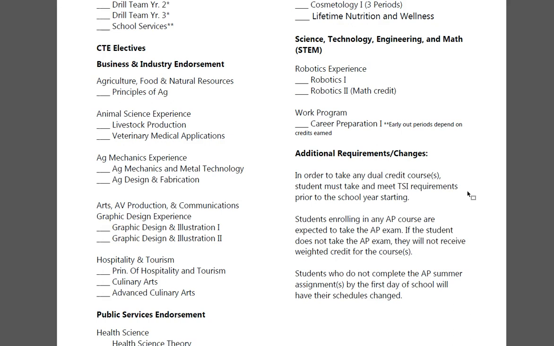Again, students enrolling in any AP course, we're going to be expecting you to take that exam, and if you opt not to take that exam, you will not receive weighted credit for that course. And again, each AP course will have a summer assignment, and it has to be 100% completed when school starts. If on that first day you don't have the summer assignment completed, you will be removed from that AP course. Your schedule will be changed. If you have any other questions on that, please let me know.